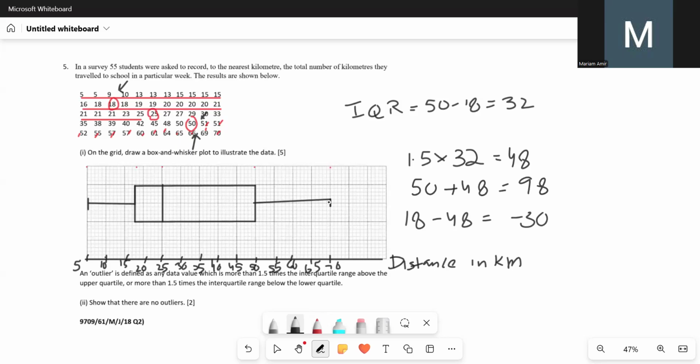So you write: since all data values are between 98 and minus 30, an outlier does not exist.